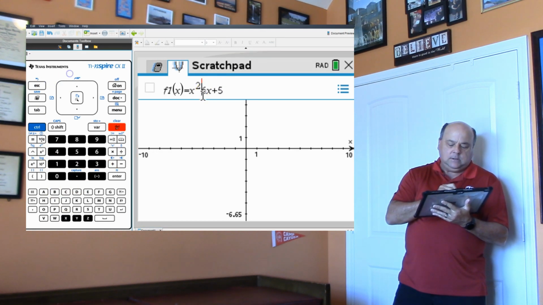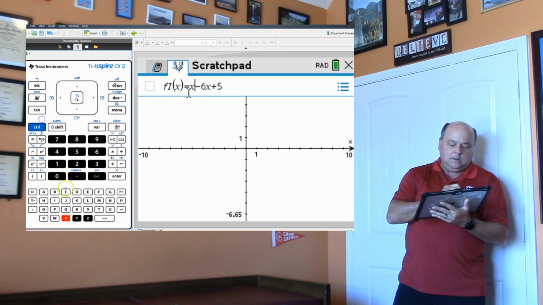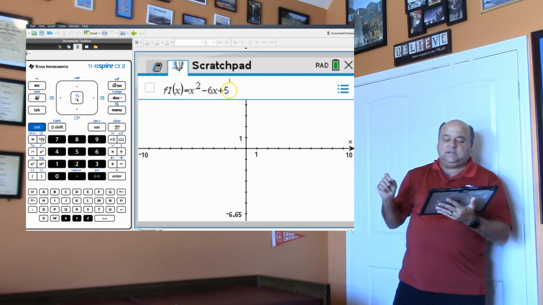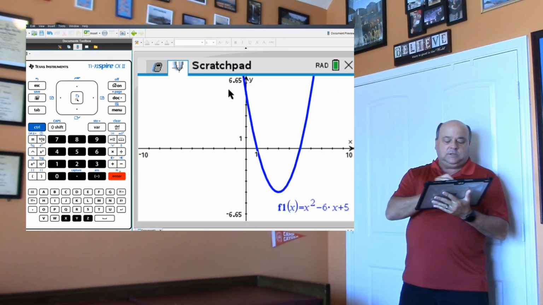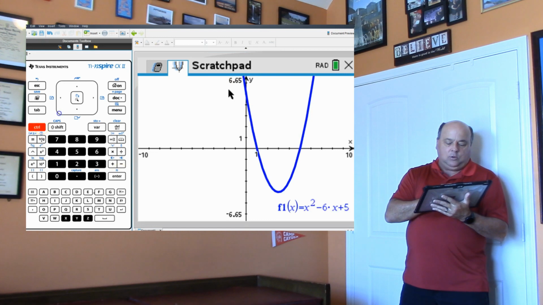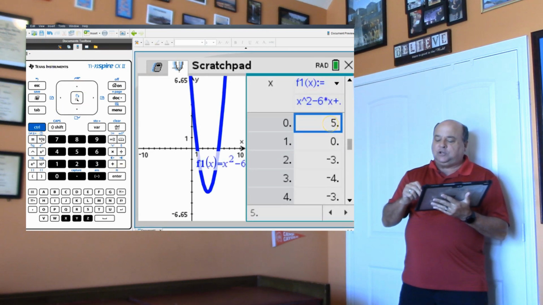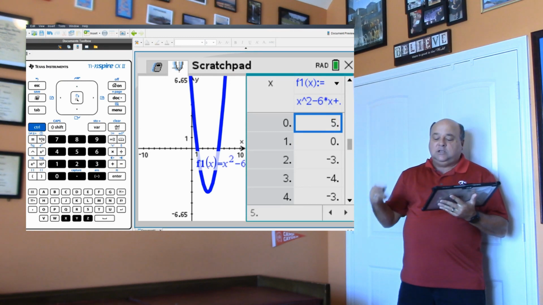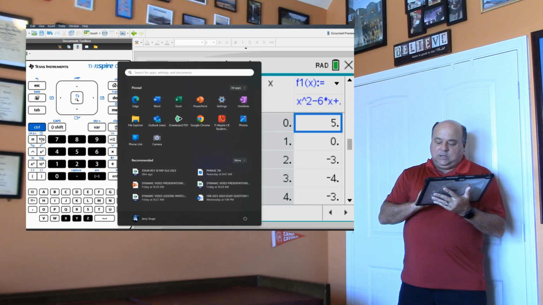Needs to be minus. Needs to be x squared. So we have x squared minus 6x plus 5. I'm going to hit enter. Now I'm going to hit Control T, Control T for my table. Go up 1 spot so I can get my 0. These numbers right over here are going to be the answers. So at 0, I got 5.